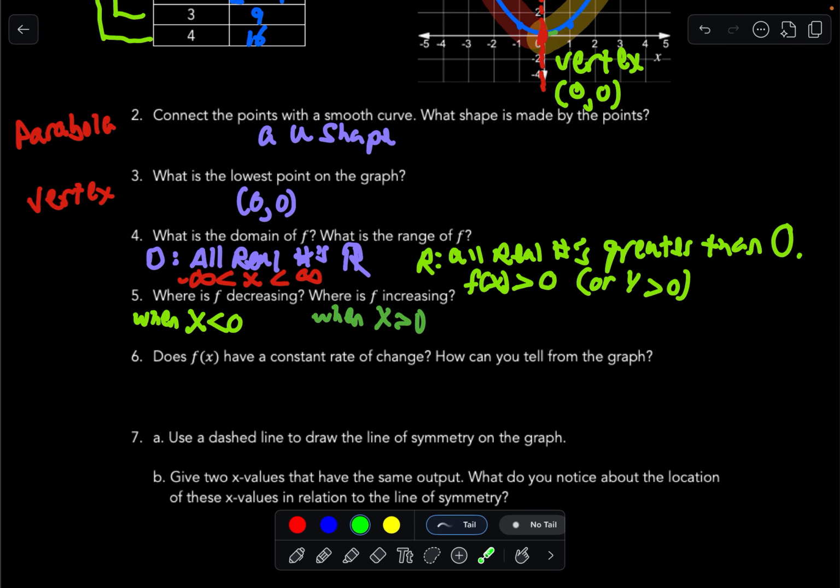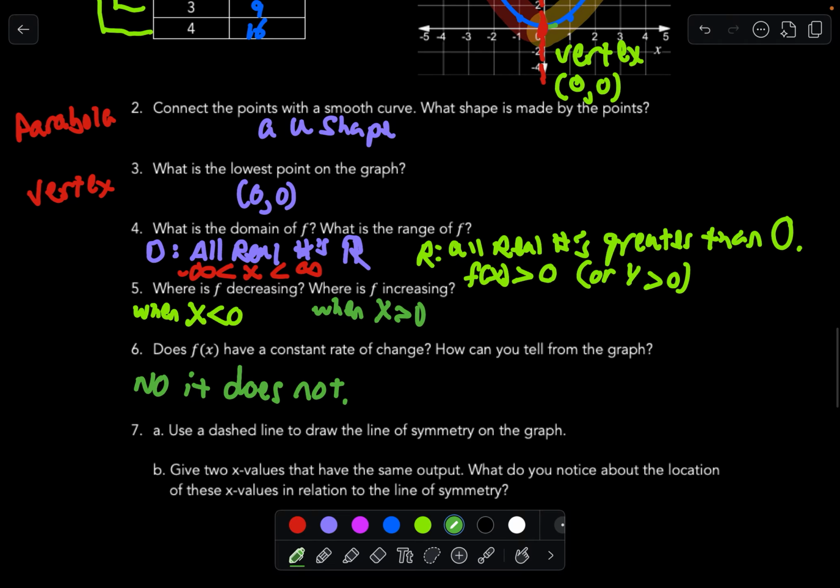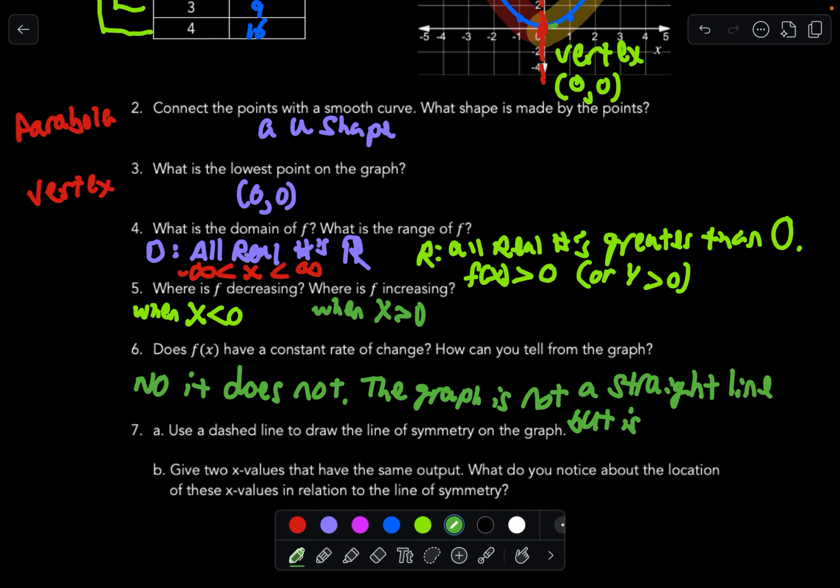Does f of x have a constant rate of change? No, it does not. How can you tell from the graph? The graph is not a straight line. It is curved.